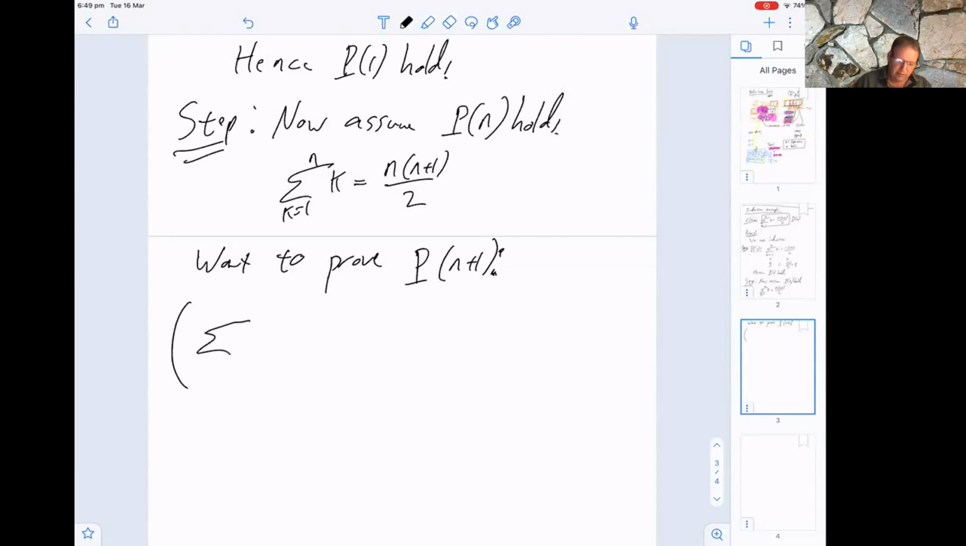I'm not saying we've seen it, but we want to prove that the sum of k from 1 to n plus 1 of k is going to be n plus 1 times n plus 1 over 2, right? So I've put n plus 1 exactly like the case you wrote there. Okay, so that's what we want to prove.